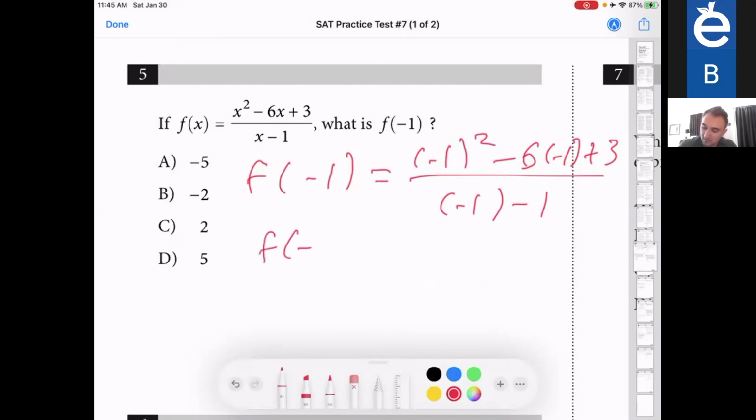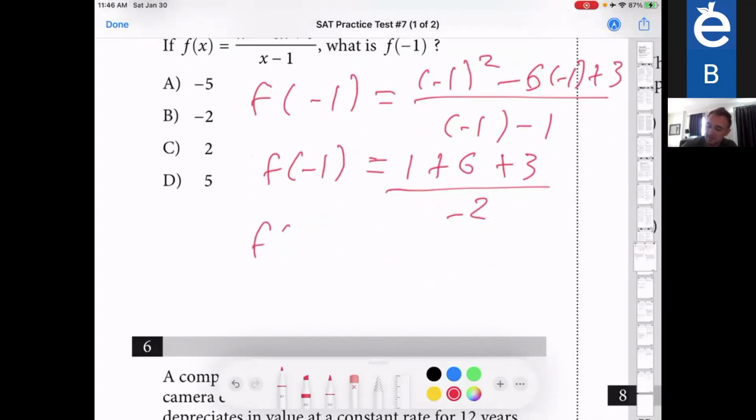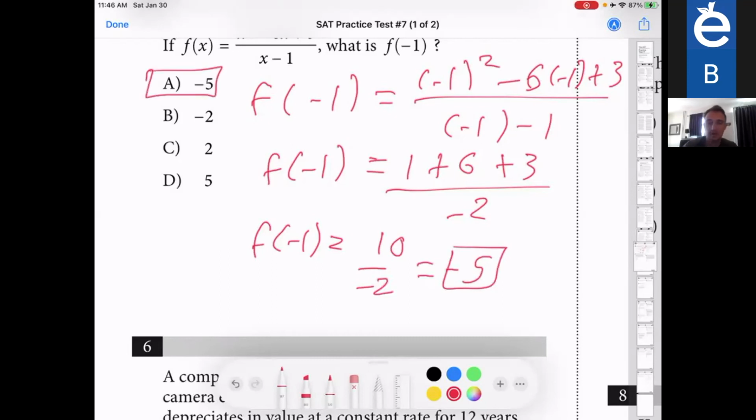So f of negative 1, let's simplify this. Negative 1 squared would just be 1. Minus 6 times negative 1 would be plus 6, plus 3. Negative 1 minus 1 would give me negative 2. Let's combine these terms. 1 plus 6 is 7, plus 3 is 10. Divided by negative 2 gives me negative 5. That is answer A.